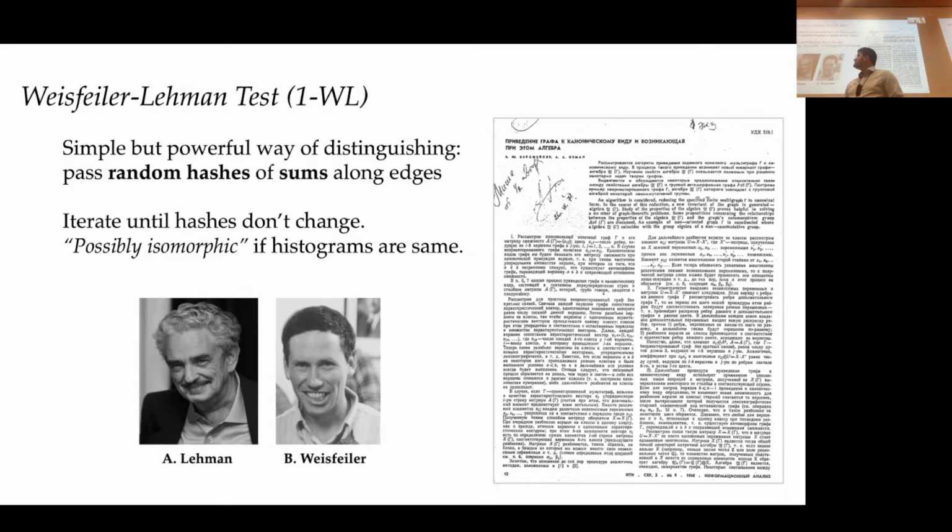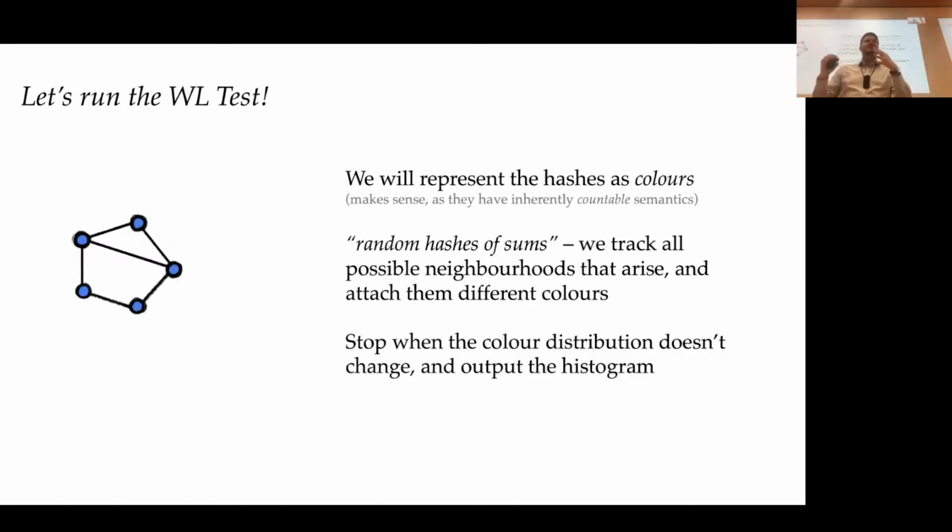And this explanation might not be completely clear, so I'm going to try to make it very clear. We're going to run the Weisfeiler-Lehman test together. And I said we're going to deal with hashes, but actually you can deal with hashes as colors, because that just means you're counting different possible hashes that you might have. And what do random hashes of sums mean? We're just going to track all the possible color neighborhoods and assign different colors to different situations. And we stop when the color distribution stops changing.